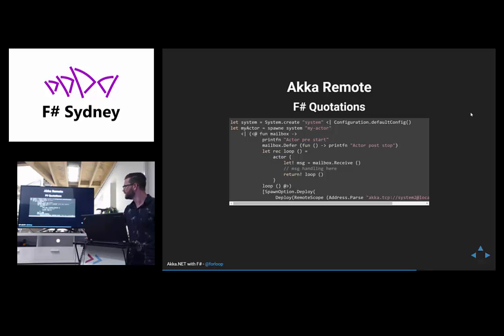So we say we want to deploy this one to a remote system, and that remote system lives at this endpoint here. So with F# quotations, there are no shared assemblies for this. We can take that entire function that's been defined in this one system and remote deploy it to a remote system with no shared assemblies. There are some caveats I should mention to the way in which this works.